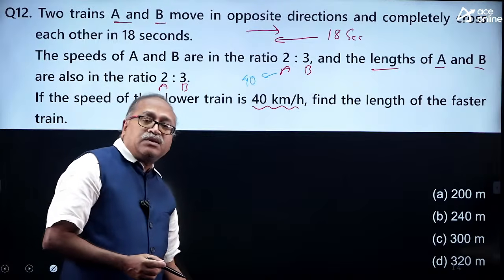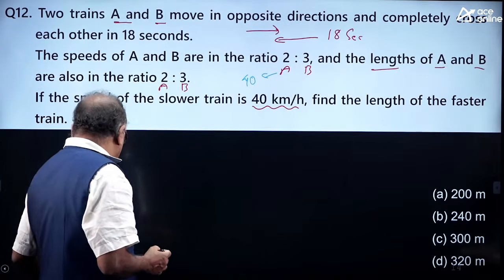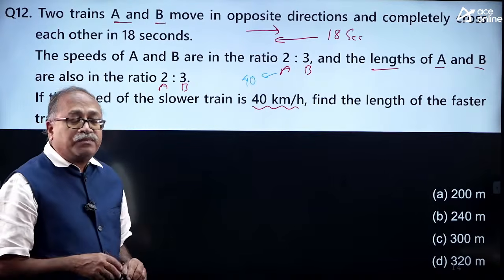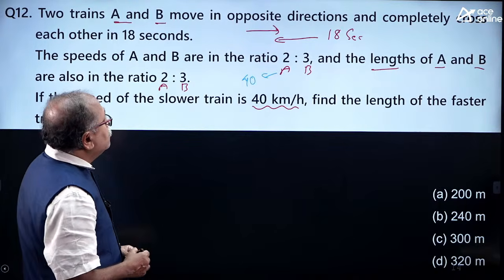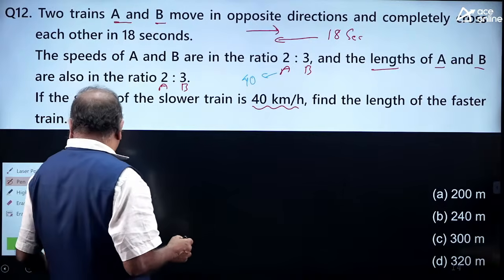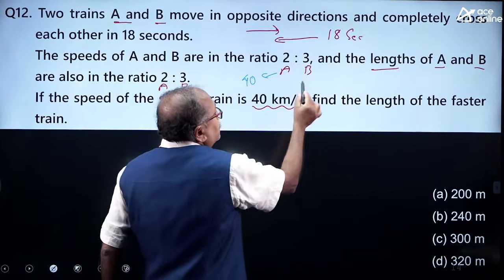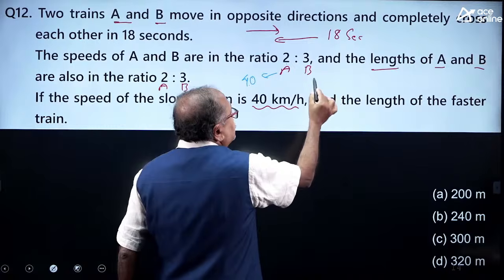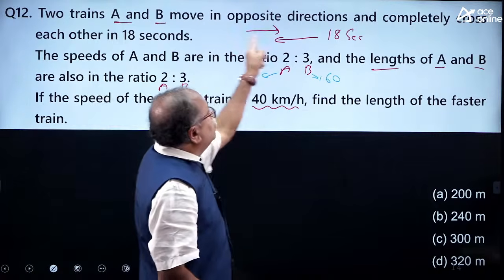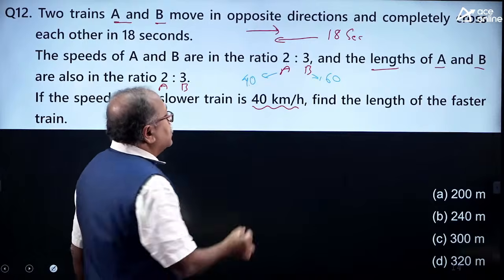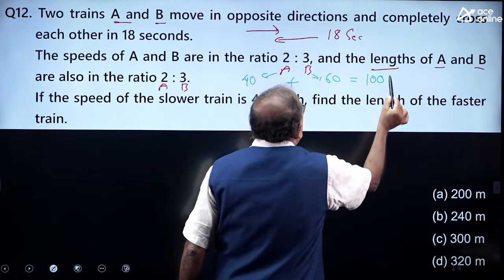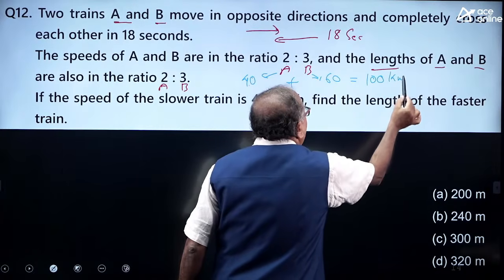Okay, I am answering the question now. In the meantime, if you get the answer, please respond to it. So, I know that the speed of B is 60. If the speed of A is 40, so 2 parts is 40, 3 parts will be 60. So what is my relative speed when they are moving in the opposite direction? 40 plus 60, which is nothing but 100 kilometers per hour.